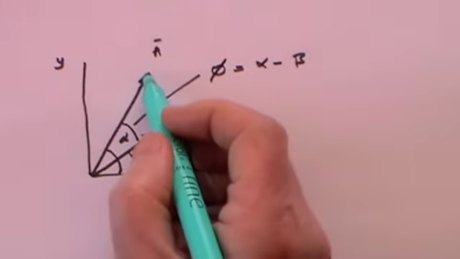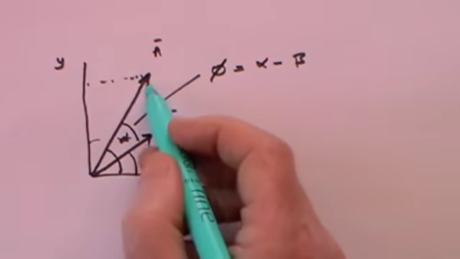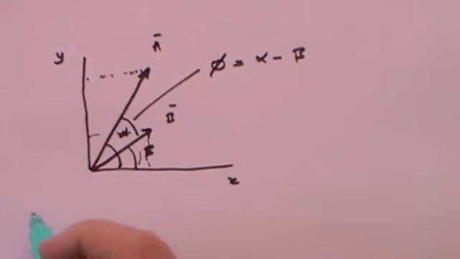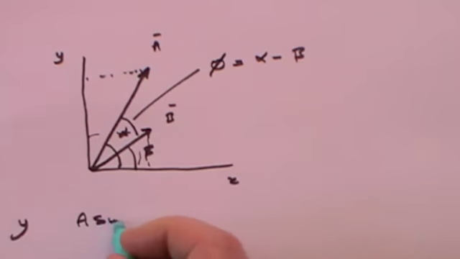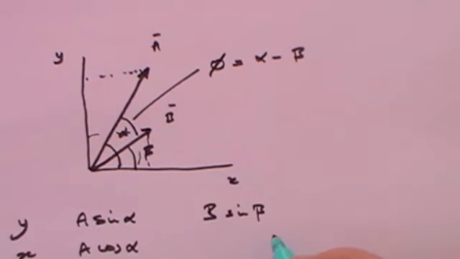Now I'm going to take the coordinates of each vector along the x and the y axis, just as we did before. So in the y direction, A will be A times the sine of alpha, and B will be B times the sine of beta. And in the x direction, the coordinates will be A cosine alpha and B cosine beta.